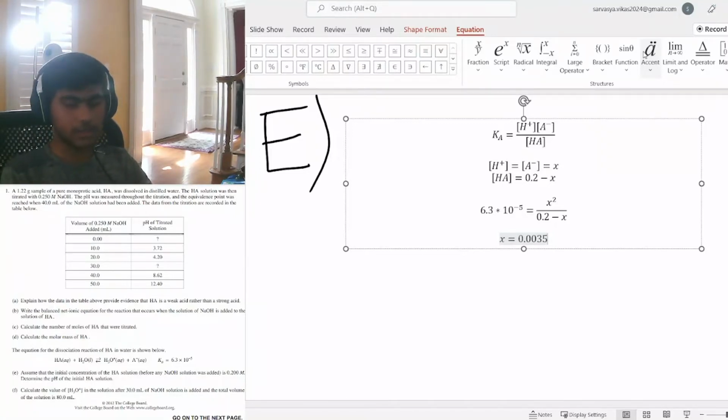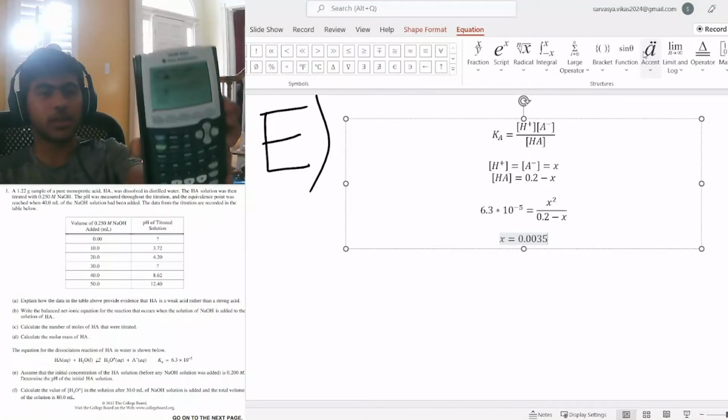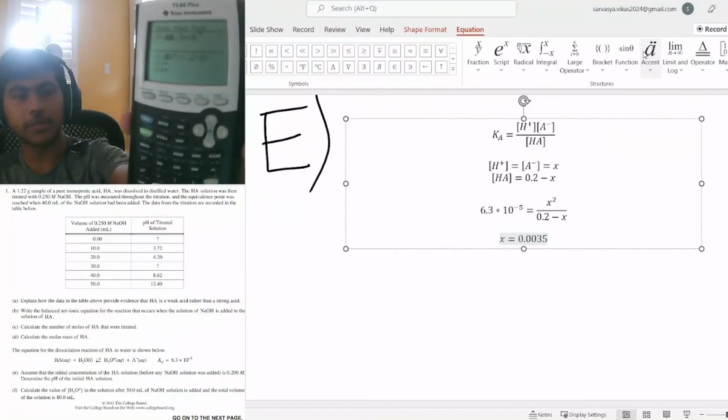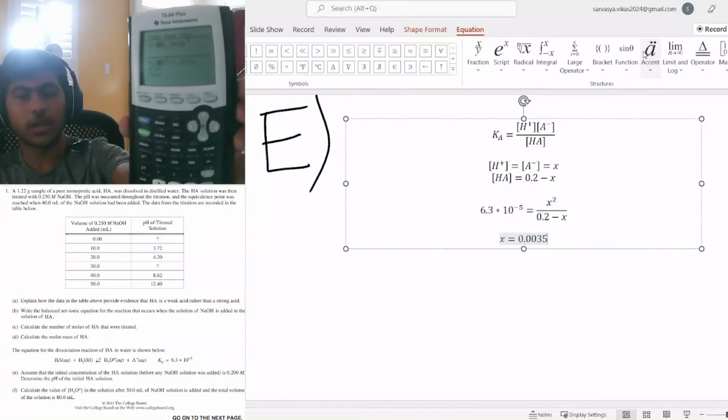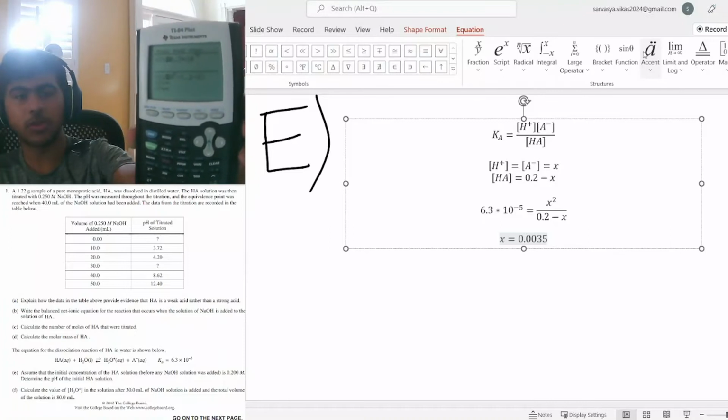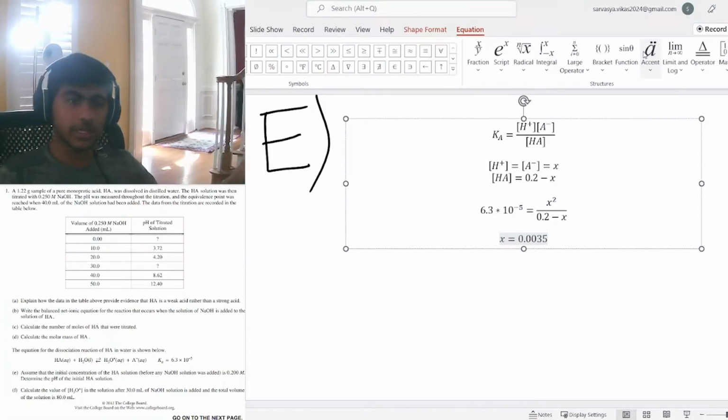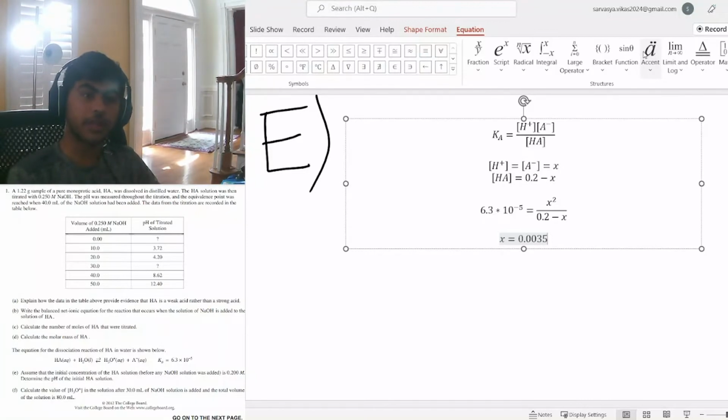If you're wondering how I did this, I did not use the quadratic formula. That's much too tedious. What I did is I put in 6.3 times 10 to the negative 5th as y1, and as y2, I put in x squared over 0.2 minus x. Essentially, I set these two parts as equations, hit the graph button, and then used the calculate intersect function. That is one way of doing it that doesn't use the quadratic formula.